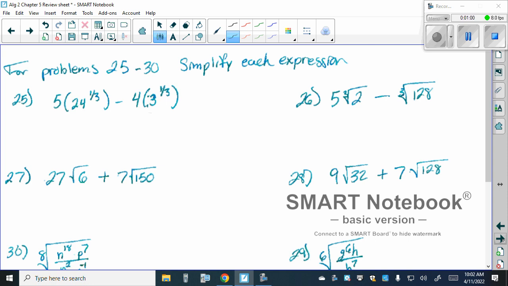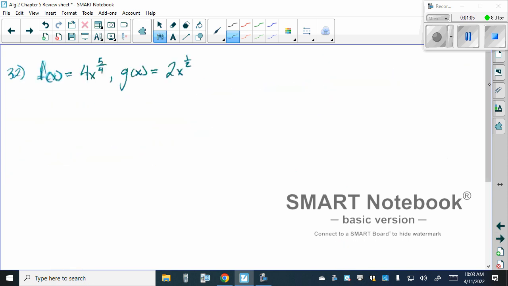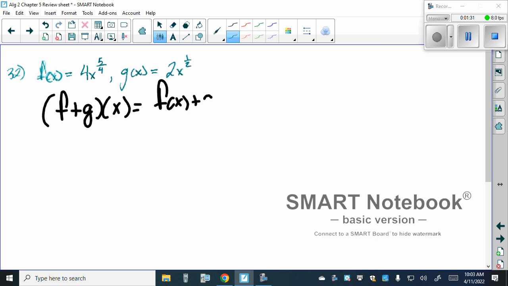Now the next group that we have are 25 through 30, but those won't show up on the test. So the next one we want to look at is number 32. Now 31 and 32 are talking about addition, subtraction, multiplication, and division of our functions. The first one we're looking at is f plus g of x, which is the same as saying f of x plus g of x. We're just adding the two functions together.